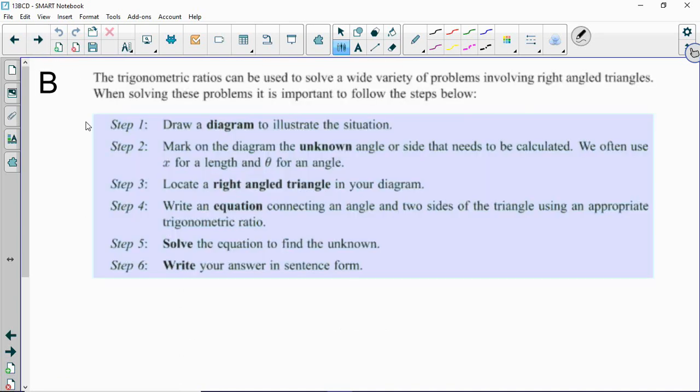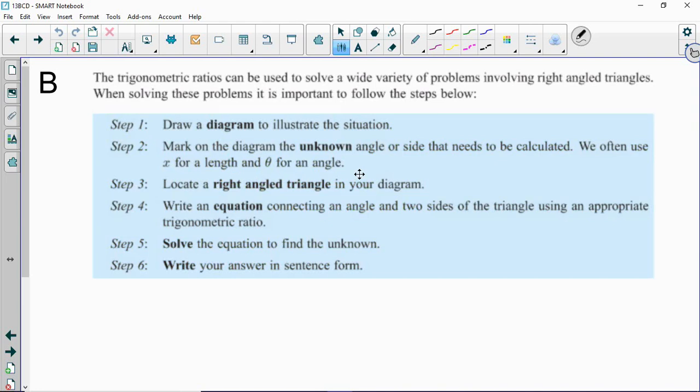So section B primarily is about more complicated pictures. Hopefully these steps are pretty obvious to you. Step one, we're going to try to draw a diagram. So we really need to have a picture. Often that'll be given to you, but maybe not always. Within that picture, we want to figure out what is the unknown that we're trying to work out. It's either going to be an angle or a side, as we saw in the last video, how to calculate both of those. The textbook says they usually use x for a side length and theta for an angle, but you know, use whatever variables you like.